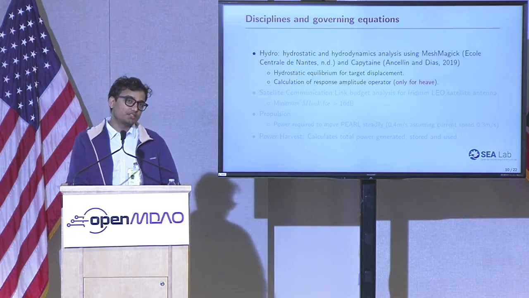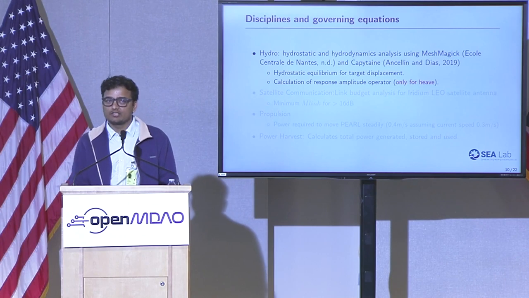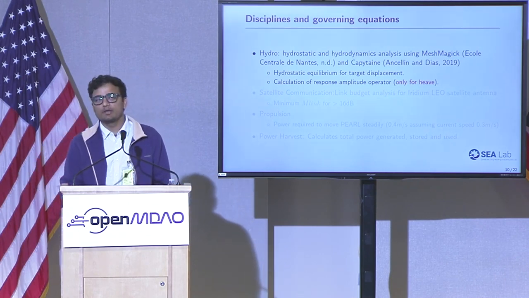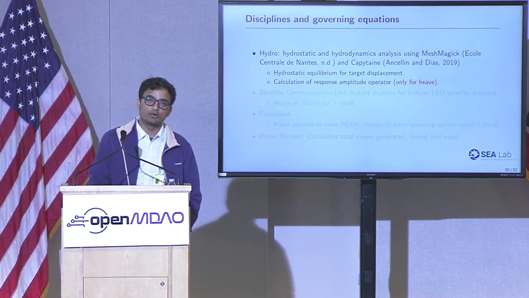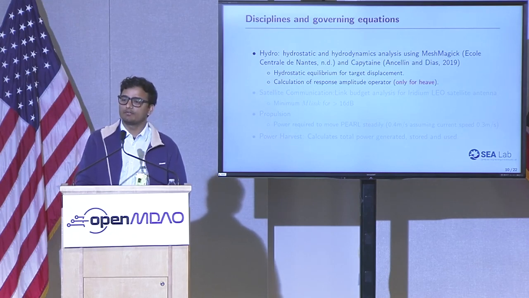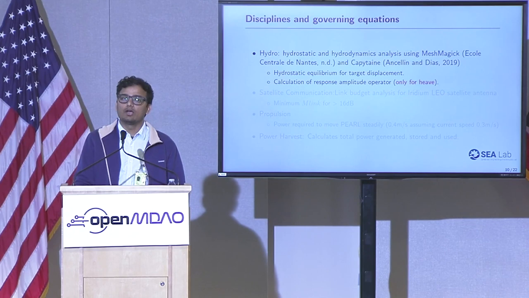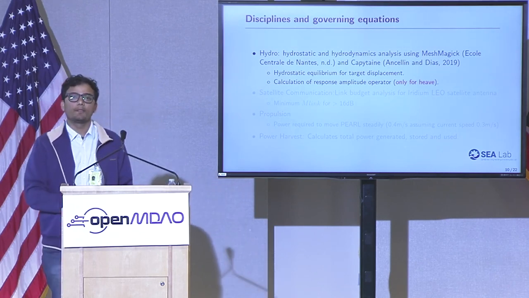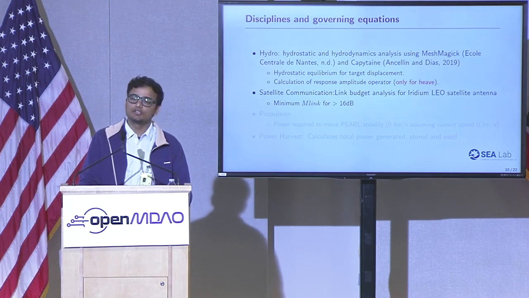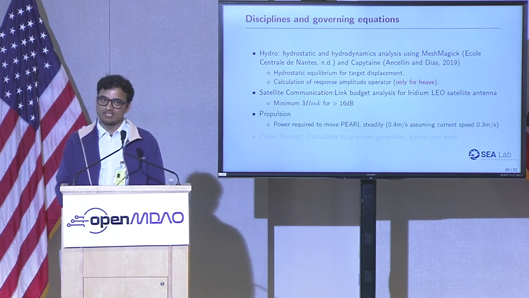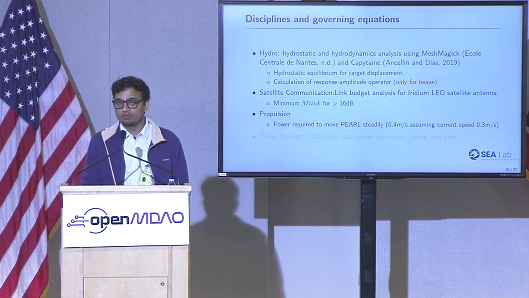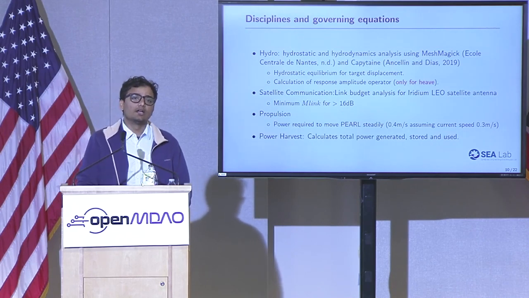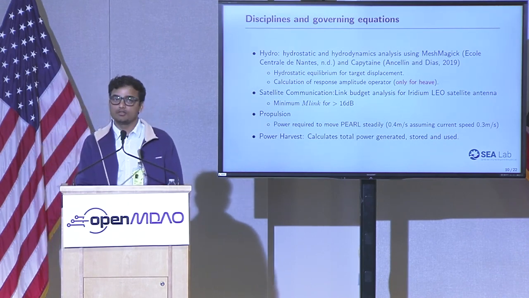A couple of disciplines here: first is hydro. I tried separating the hydrostatic and hydrodynamic, but had some issues with it. Since I'm doing FT anyway, I joined them into one discipline. Basically, we want the hydrostatic equilibrium solved for whatever target displacement we have. And then that discipline will calculate the response amplitude operator, which is basically a transfer function for heave motion only. Then we want to do a link margin calculation to see how much link margin we have to transmit the data, and that should be greater than 16 dB. Although it's called propulsion, it's just calculating the power required to move Pearl steadily. And total power harvest is another discipline that calculates the total power generated, what can be stored, what is used, that kind of thing.